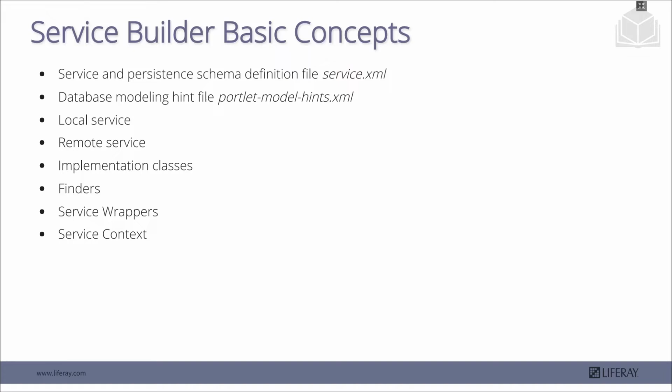So when we go through the ideas of Service Builder, these are going to be the big ideas, the high-level basic concepts that we're going to be going through. Again, we talked about service.xml. This is the first step. We describe the entity that we want to work with. There's going to be another file called portlet-model-hints. It provides a way for us to further configure our different database model columns. So we might have a column that's a string, but we want it displayed a specific way in the UI. Portlet-model-hints helps us with that.